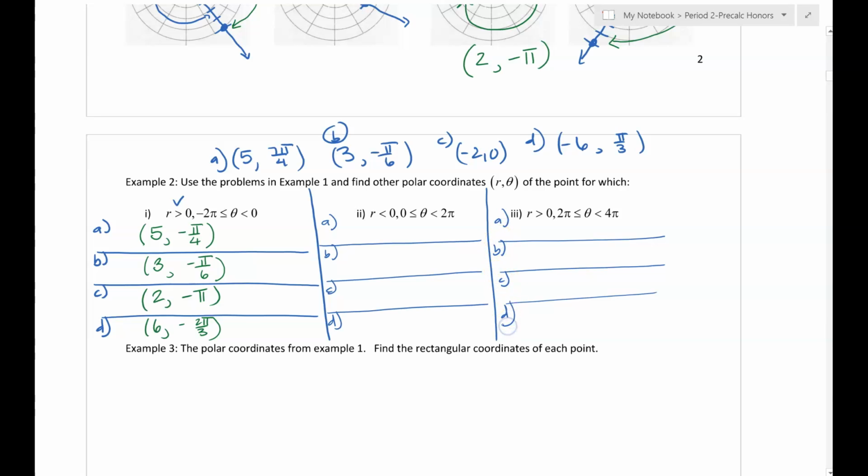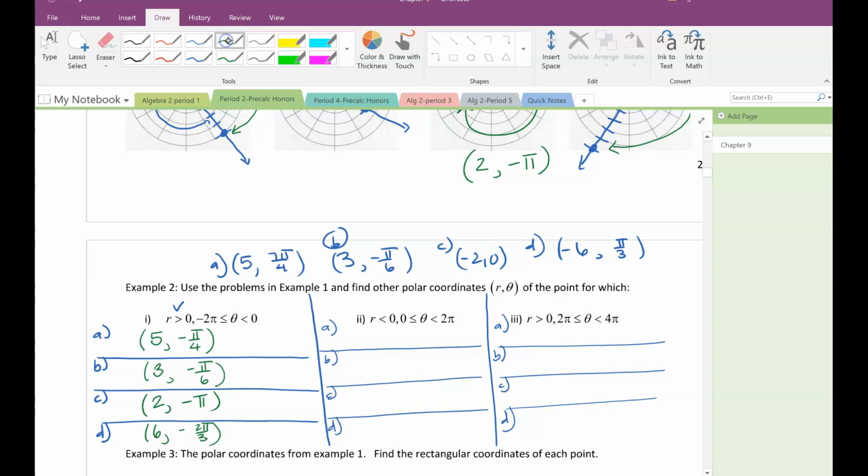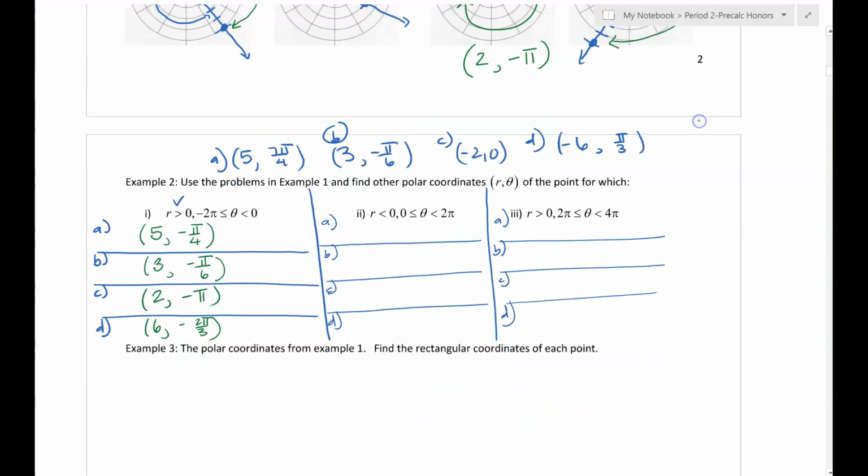So what I'm going to do here is I'm going to work out A and B with you for 2i and 3i, and I'm going to leave C and D for you guys to try on your own. So next, I will get a green pen. Okay, so let's do A and B on both 2i and 3i. A says 5 comma 7 pi over 4. Well, 5 is a positive radius, and 2i wants us to have a negative radius, okay?